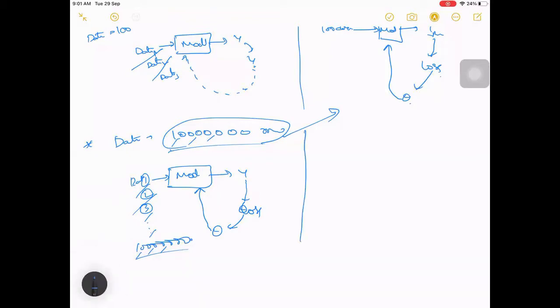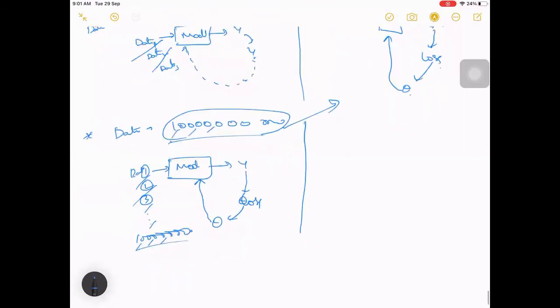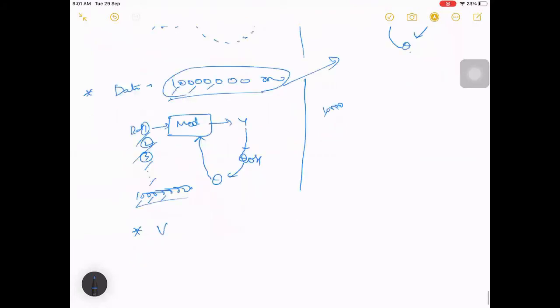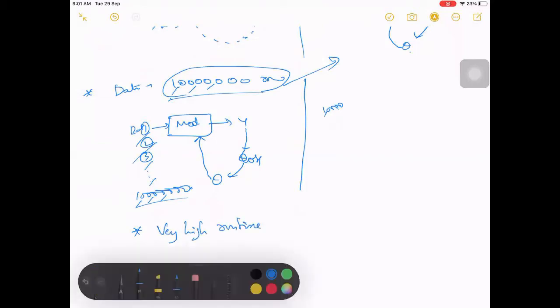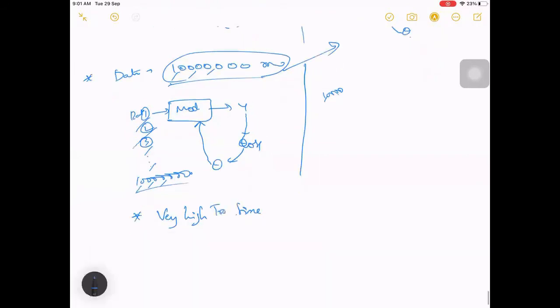Okay. So let's see the alternative case where we send all the data at once. This has a drawback: very high runtime, or training time. The time it takes for training a model would be very high.